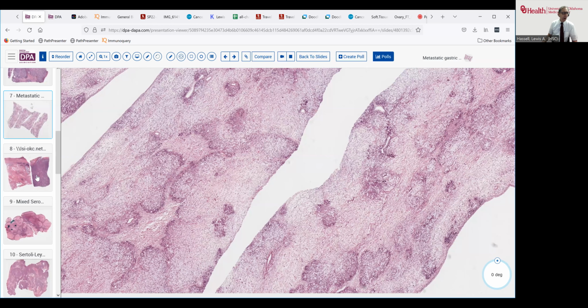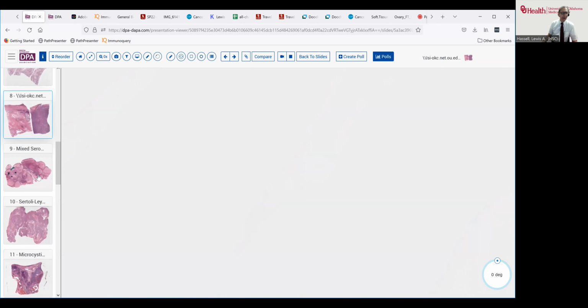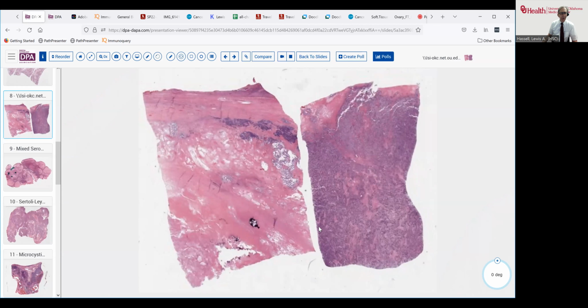All right, let's go on to one more while we're moving along here. This was an interesting case we had a few months ago. It's a younger woman. I think she was 24 or 25, and she had about an 18 centimeter ovarian mass. It was unilateral, no evidence of peritoneal disease.